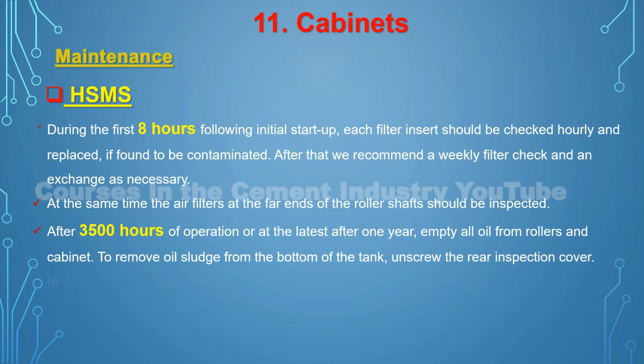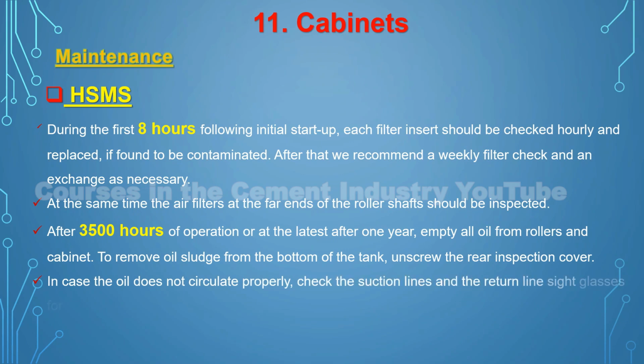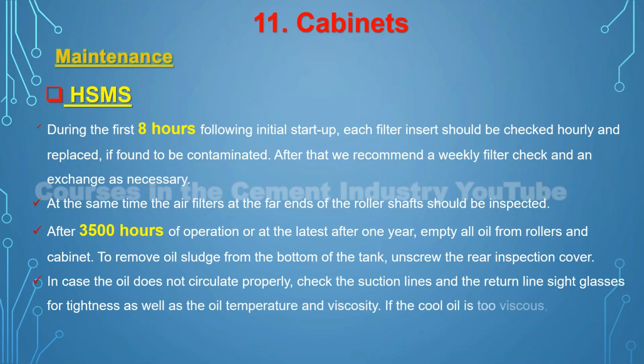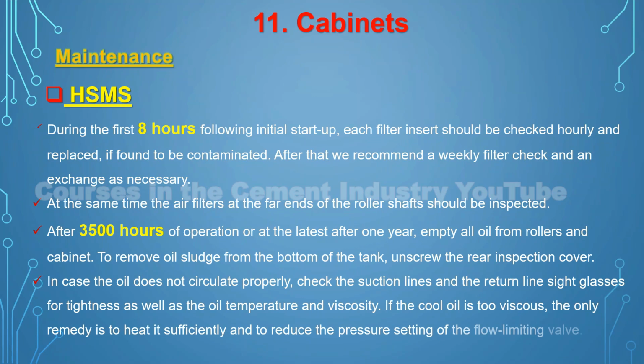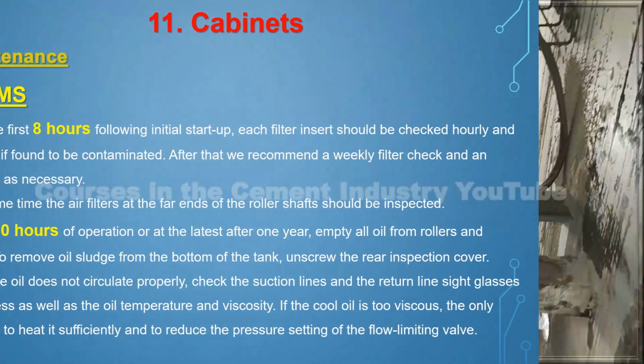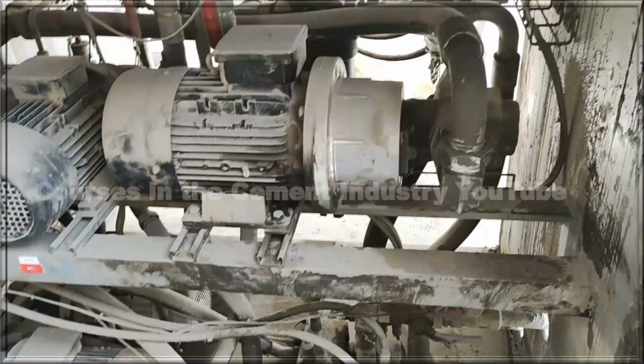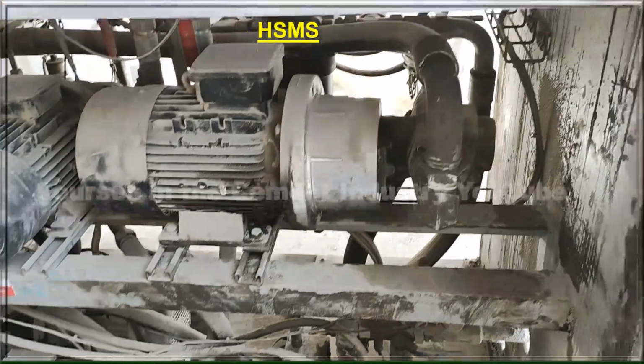4. In case the oil does not circulate properly, check the suction lines and the return line sight glasses for tightness, as well as the oil temperature and viscosity. If the cool oil is too viscous, the only remedy is to heat it sufficiently, and to reduce the pressure setting of the flow limiting valve. See this video about HSMS.